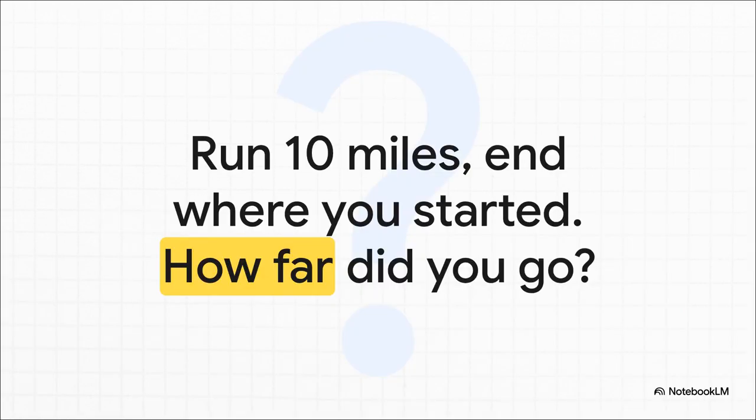Okay, let's just jump right in with a little brain teaser. Picture this. You go for a 10-mile run, a big loop, and you finish right back at your front door. So how far did you go? Now, the answer seems totally obvious, right? But by the time we're done here, you're going to see there are actually 2 very different and both very correct answers to that question.